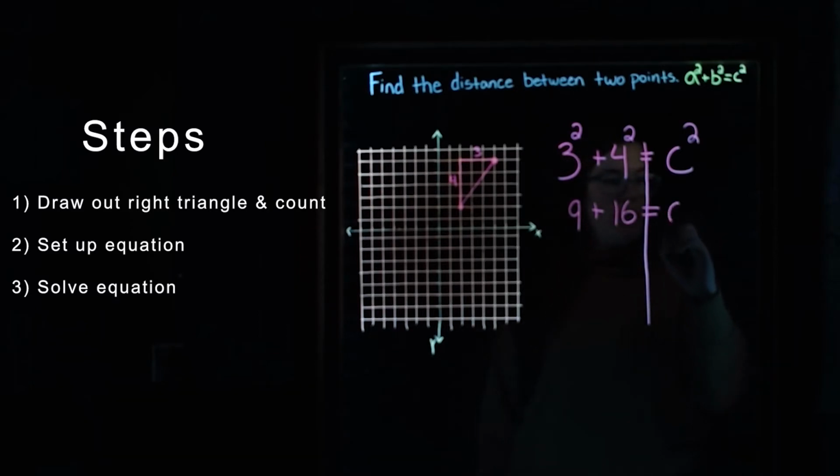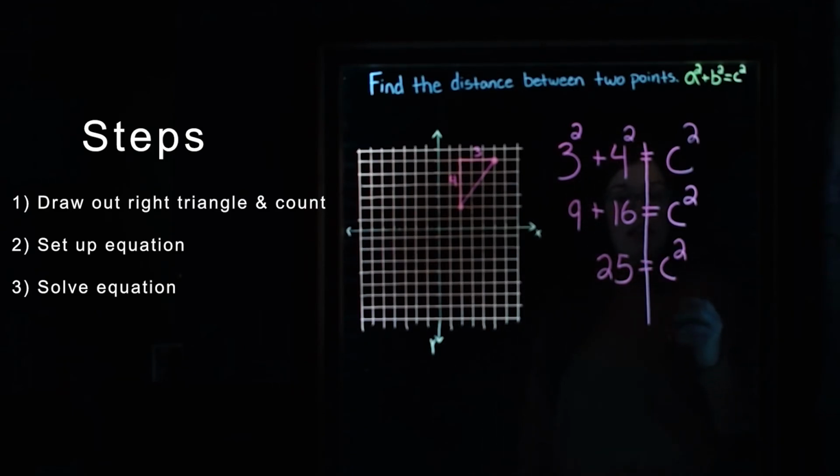Equals C squared because I didn't do anything with that yet. Now I'm going to do what the equation tells me to do again, which is 9 plus 16, which is 25. Equals C squared because again, I didn't do anything yet.